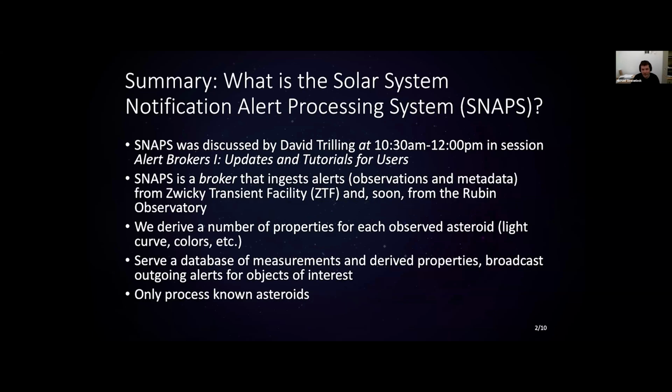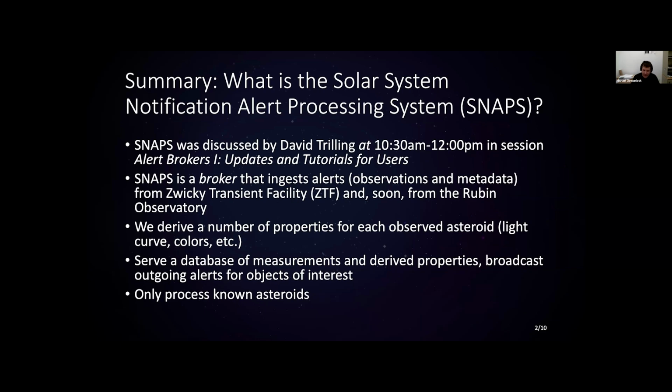Before I begin, I'll give an overview of the Solar System Notification Alert Processing System, or SNAPS. This was discussed earlier today, 10:30 a.m. to 12, in the Alert Broker session by David Trilling. SNAPS is a broker that ingests alerts, so observations and metadata from ZTF and soon from the Rubin Observatory. Then we derive a number of properties for each observed asteroid, so light curves and colors and so on. And then we serve a database of measurements and derived properties and broadcast outgoing alerts for objects of interest.